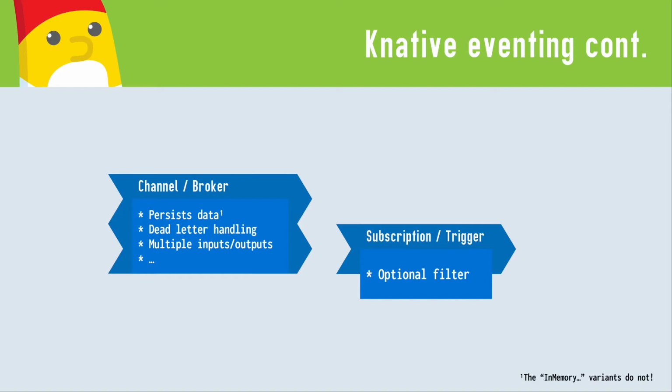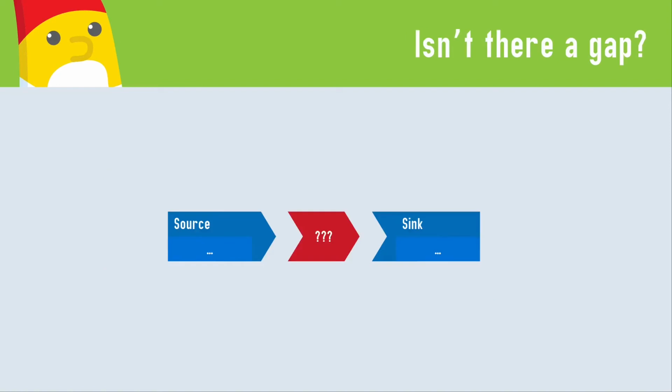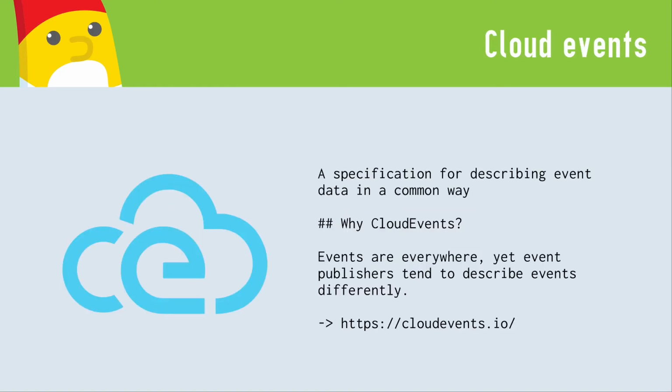In order to get data out of a channel, you need to configure a subscription, which defines where the data should be sent to. If you like, you can add a filter to a subscription so that you can only get the events that you're interested in. So again, drawing boxes is easy, but the question is, how do sources and sinks actually communicate? And this is where cloud events come into the picture.